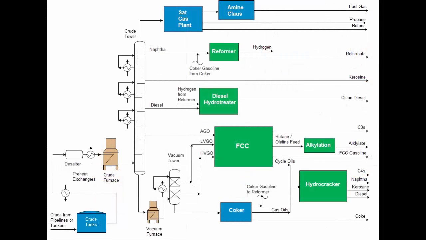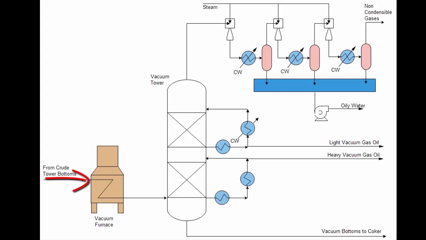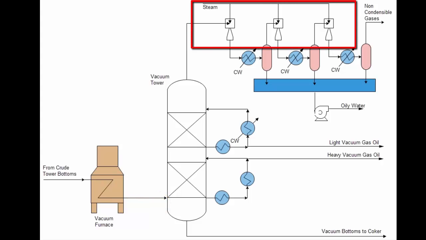Material that cannot be vaporized in the crude tower at the crude furnace outlet temperature falls to the bottom of the crude tower. That material is then fed to the vacuum furnace where it is partially vaporized. The vacuum tower uses the Venturi principle of a steam ejector in order to pull a vacuum.